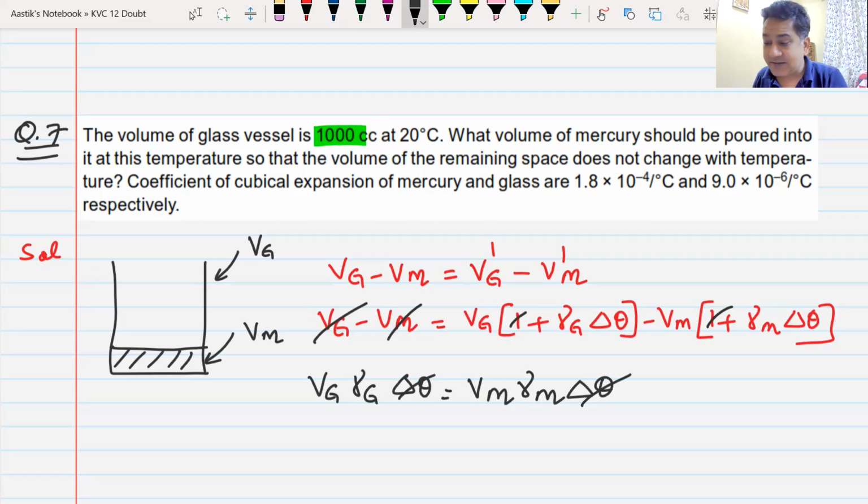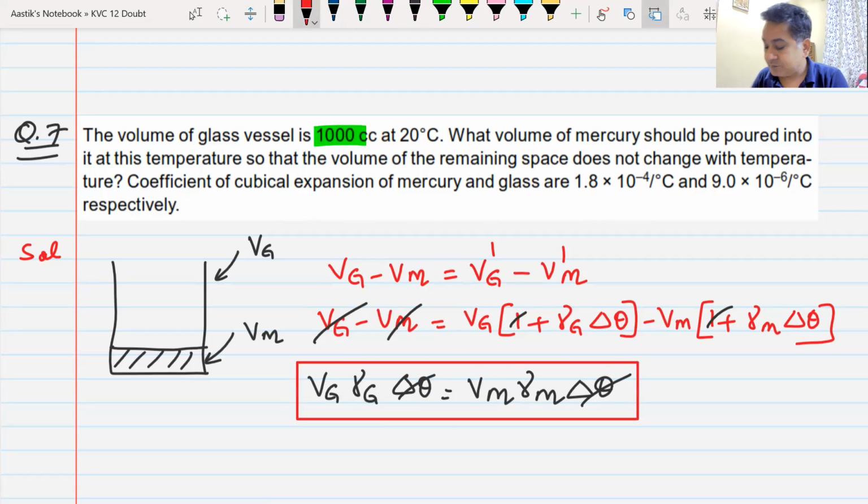Basically, what it means is the change in the volume of glass and the change in the volume of mercury must be the same. Do we understand this? Yes or no? Yes, sir. You just put in the values, get the answer, and stay happy always.